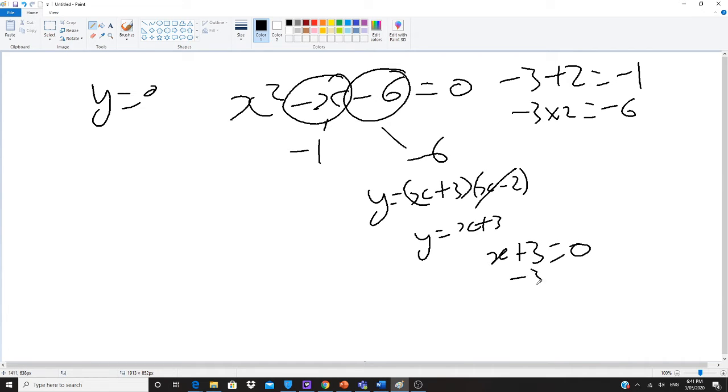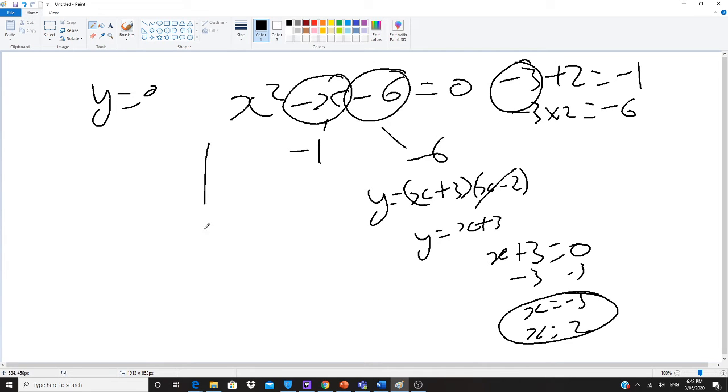So when you minus 3 from this side, minus 3 from this side, x will equal -3, which we had here. Same thing goes with x minus 2 is equal to 0, x is equal to 2. That is the first way of doing it, which will look like 2 here and -3 here. There you go.